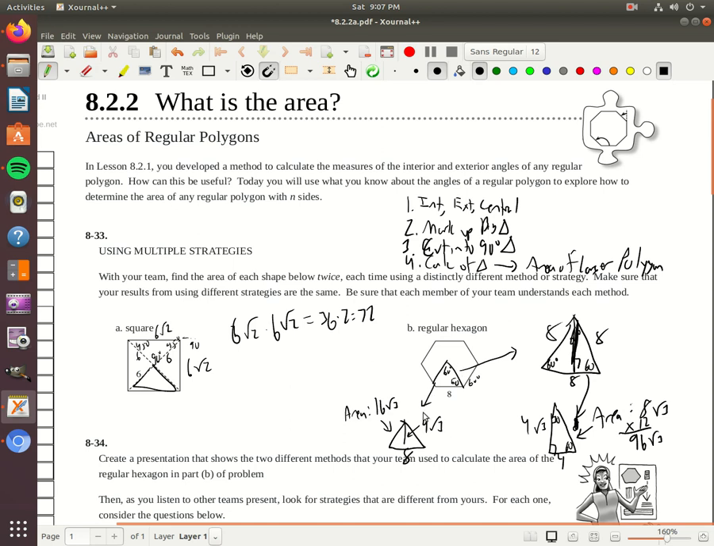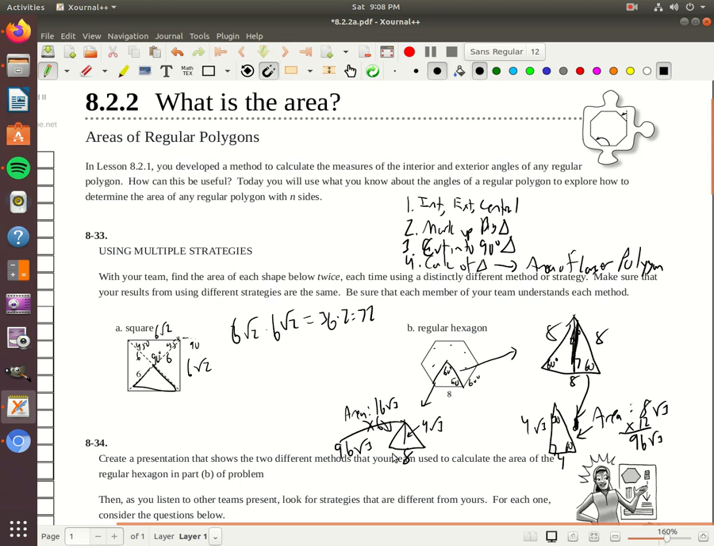Or we have this big shape, which is 16 times the square root of 3, but there's only 1, 2, 3, 4, 5, 6 of the big triangles. So I need to multiply this by 6, and I get 96 times the square root of 3. Again, we're talking about the area of the whole hexagon. So if you're going to work with the small one, that's fine. You just need to multiply by how many triangles there are. If you work with the big triangle, that's fine. You just need to multiply by how many big triangles there are. So just be real careful on that.